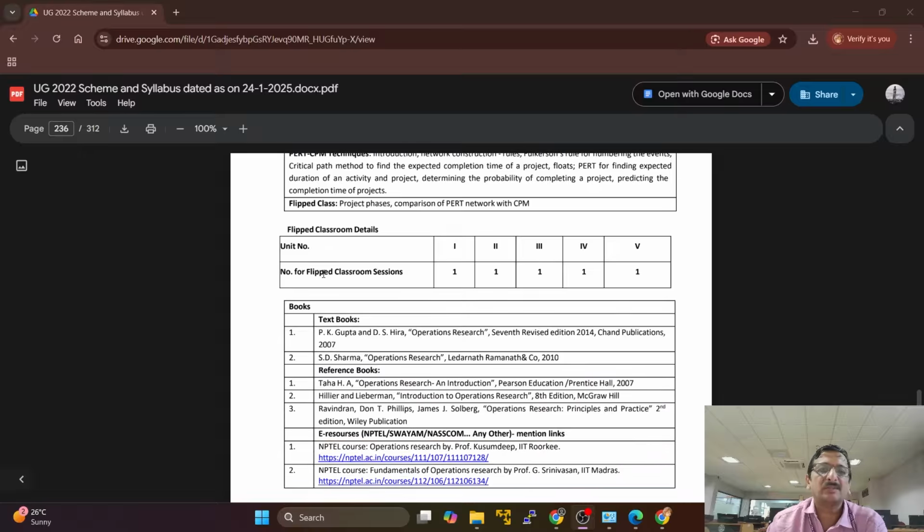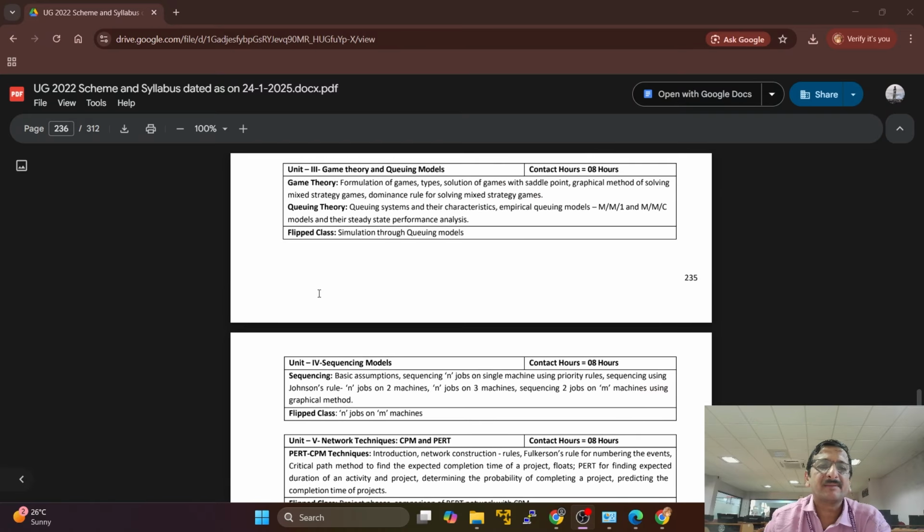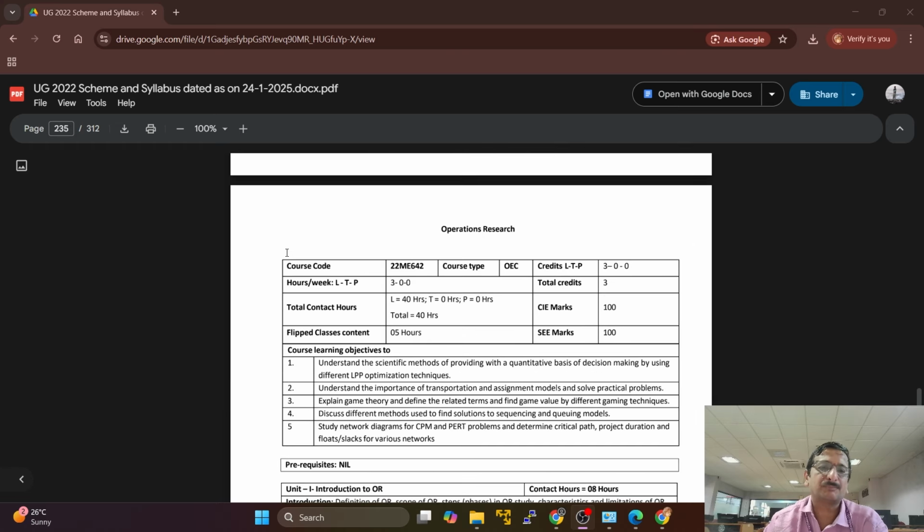So totally out of 40, we have 4 flipped classes, and the book is nothing but Operations Research by PK Gupta and DS Hira. The library strength of this book is around 100 plus books. Okay, then other books are also there, such as SD Sharma, then Taha, Hiller and Lieberman, etc. So these are some of the books that this particular course has.